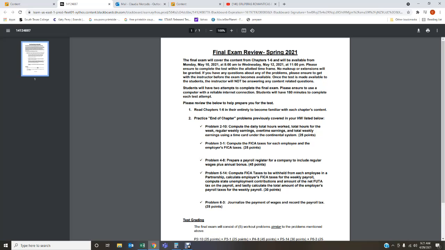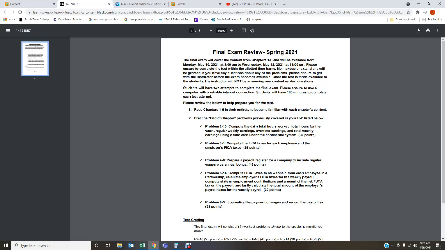Problem 3.1, you're going to compute the FICA taxes for each employee and the employer's FICA taxes. That is worth 25 points. Then we're going to have something similar to problem 4.8, which is prepare a payroll register for a company to include regular wages plus an annual bonus. That is worth 45 points.